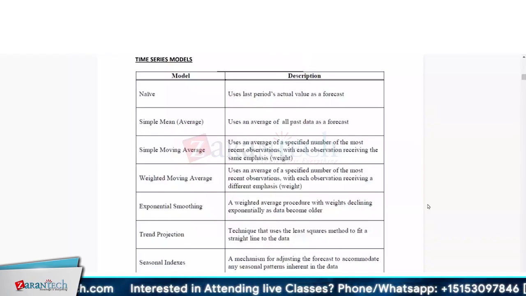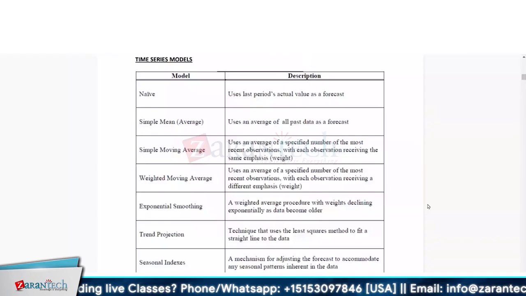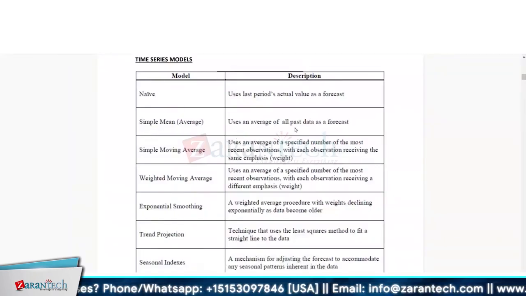But it's important for a planner to understand the high level definition and the very high level concept of what the different types of forecasting are and how they are used. So, for example, simple mean is basically the average of all past data as a forecast. It's as simple as that. It's basically an average. Moving average, as I said, is basically moving every time.